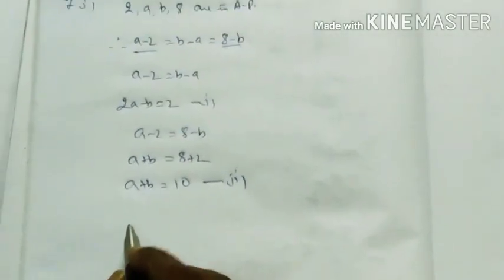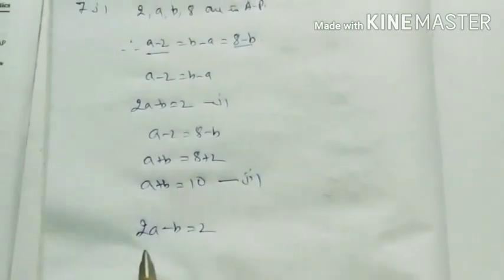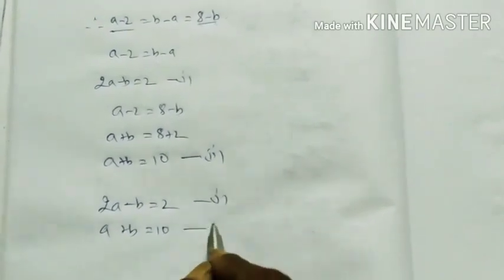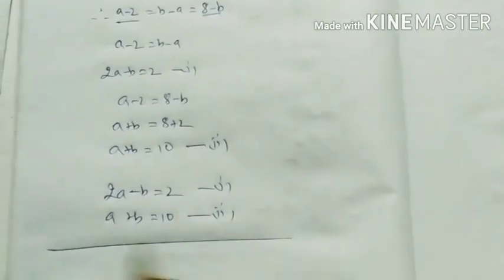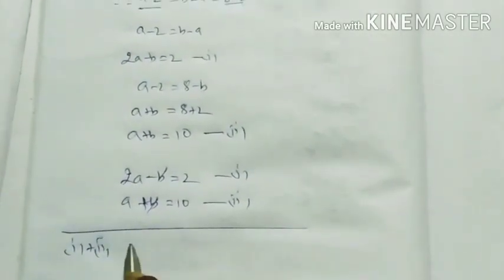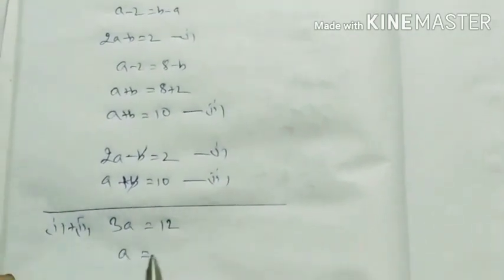Now, with the help of elimination method, I am going to solve for the value of a and b. 2a minus b is equal to 2, this is equation 1. a plus b is equal to 10, this is equation 2. So 1 plus 2. Here minus b plus b cancels out, and this is 3a is equal to 12. Therefore a is equal to 4.